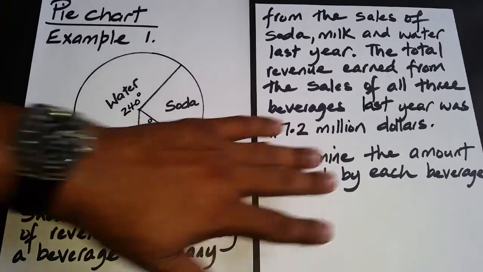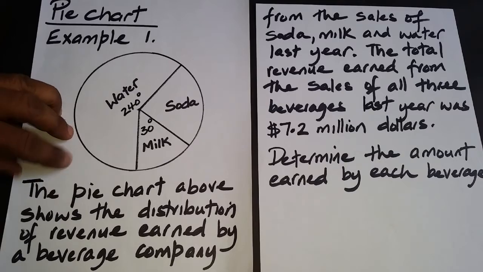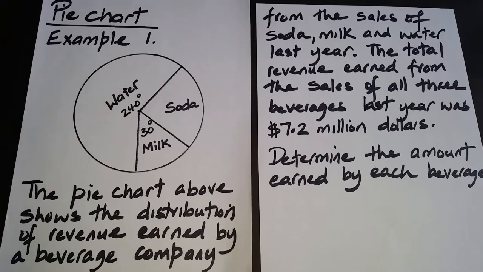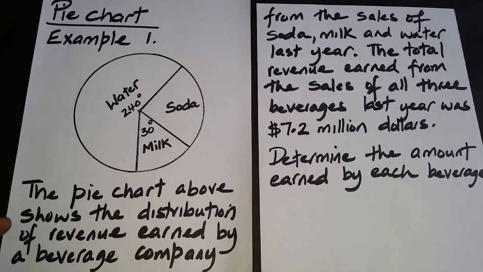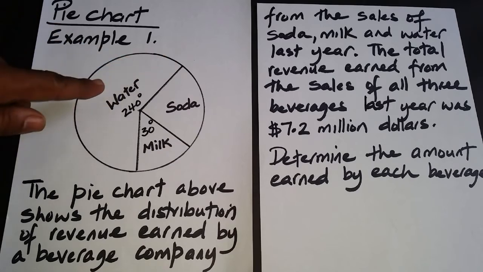Okay, so here it is that we have example 1, and this is an example of a pie chart, right? Some of you would be accustomed to this with IT in generating pie charts from the Excel spreadsheet, etc. But we're going to be looking at the mathematical aspect of it that would involve direct calculations on paper. Now it says the pie chart above shows the distribution of revenue earned by a beverage company from the sales of soda, milk, and water. You can clearly see here that the pie chart is addressing 3 types of beverages.